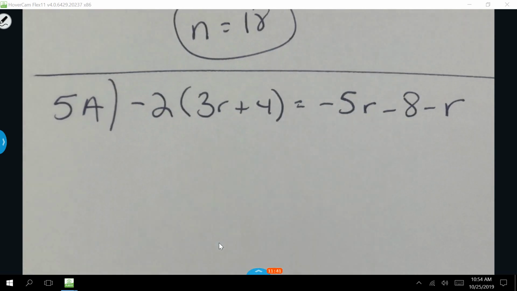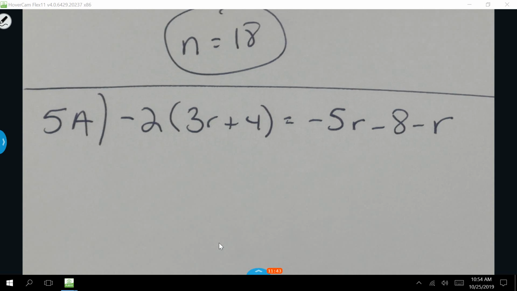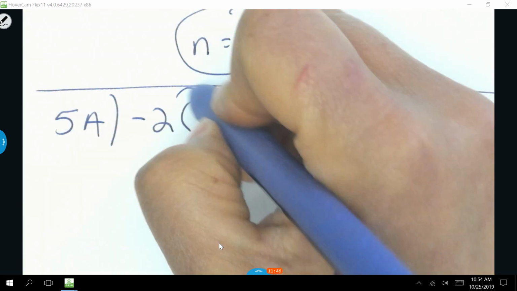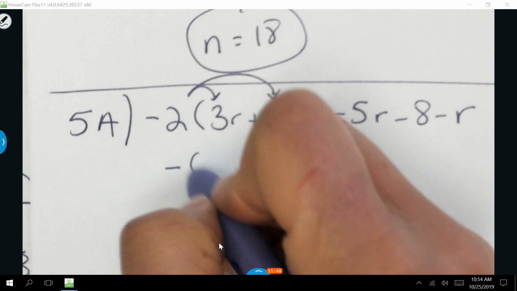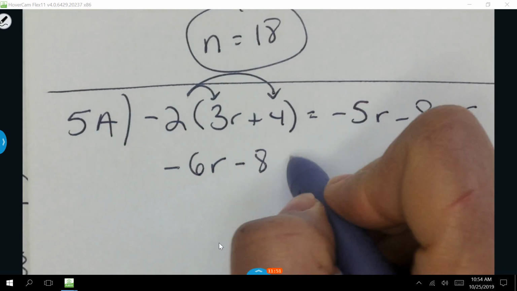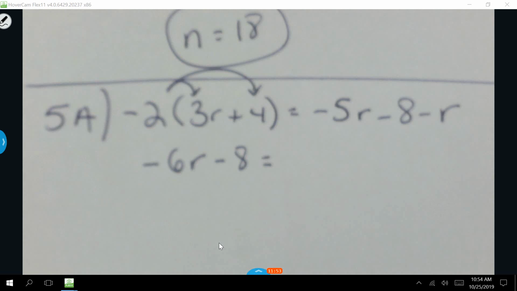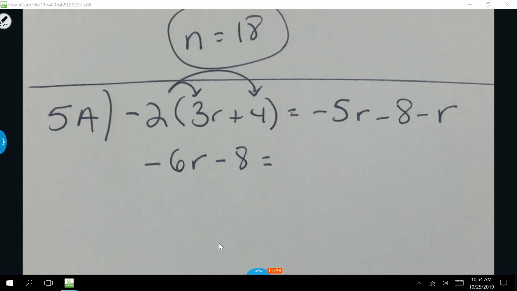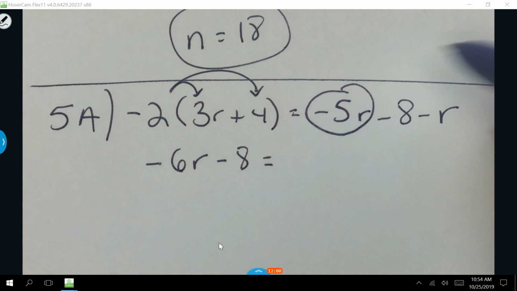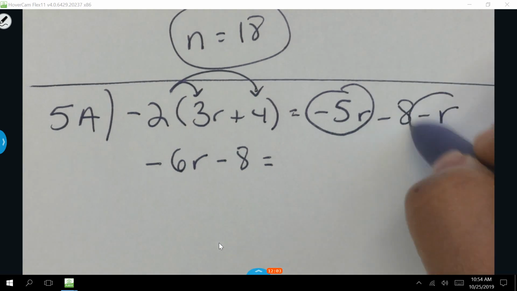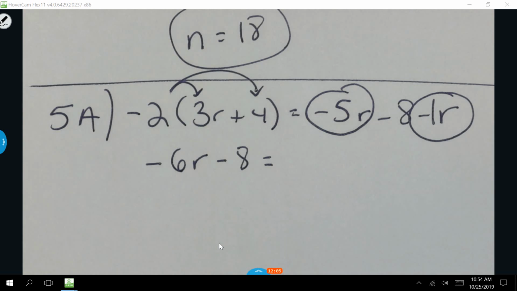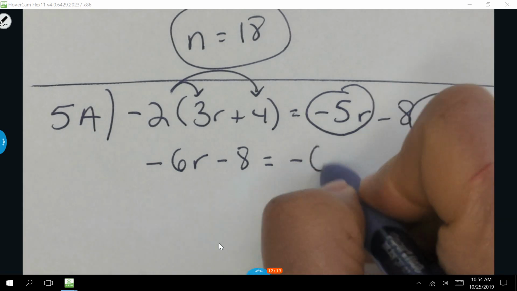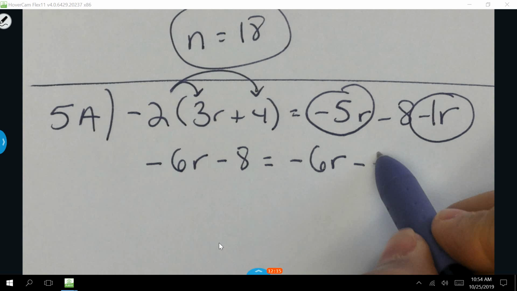All right, so here is 5A. What's the first thing we are going to do on the left-hand side of the equation? Distribute. So negative 6r minus 8 equals, and then we can combine like terms now. Do you see that you have like terms to combine on the right-hand side? You have a negative 5r and what? Negative r, which is the same as negative 1r if you need to put that down. So what is negative 5 minus 1? Negative 6, and you put the r, and then we just recopy minus 8.